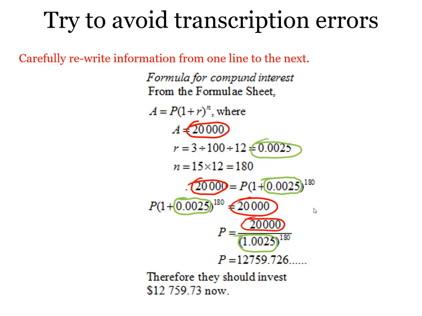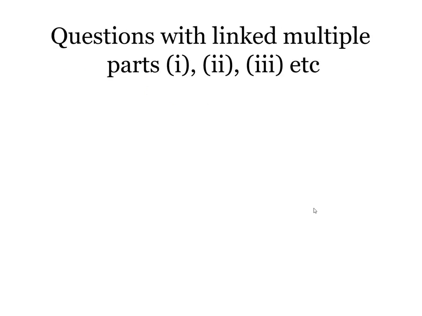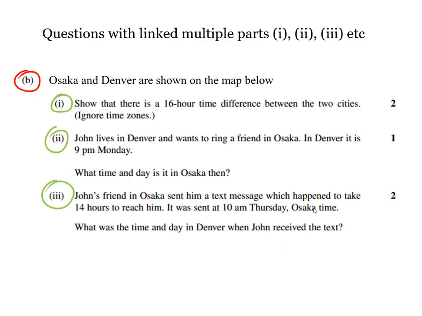It happens a lot. In the HSC exam, there are often questions with multiple linked parts. In this question, the letter B indicates that this is a brand new question, unrelated to anything that happened prior to it. But the part 1, part 2, and part 3 indicate that these are linked, connected parts, and we may need to use answers from one part in future parts.